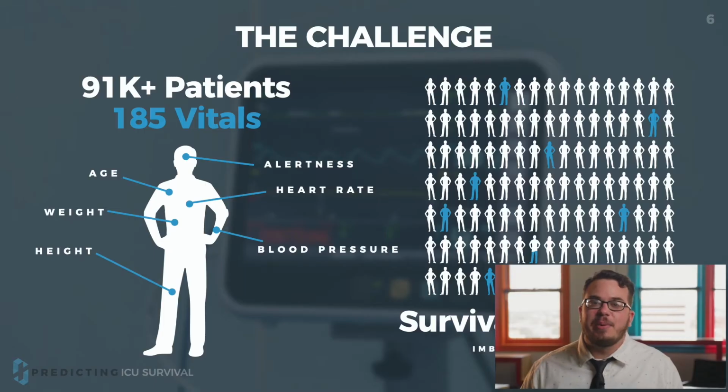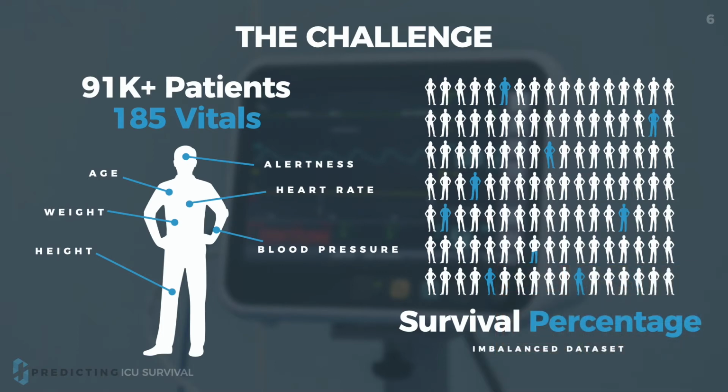Our data contains about 91,000 patients. For each patient, there's 185 variables. These variables are basic information like age, weight, and gender, but also includes measurements of the patient's vitals, such as heart rate, blood pressure, and pH level. One of our main challenges in this project was working through the many measurements we have and identifying the patterns and trends driving if a patient would survive in the ICU.